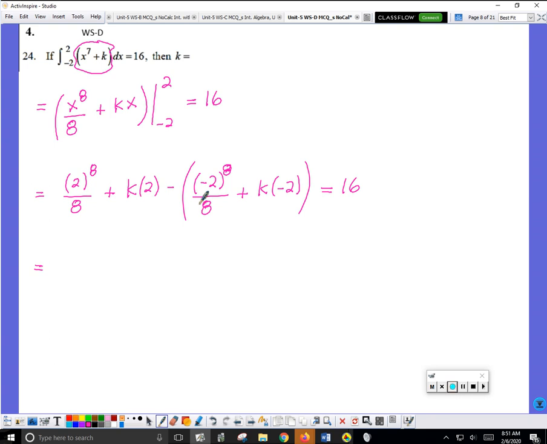So these two will add to make 0. If you need me to talk through that again, just wait, if that didn't click. So now I have 2k. That would be negative 2k. Distribute the negative, it becomes positive 2k. I didn't have to really work very hard, and I figured out the value of k.